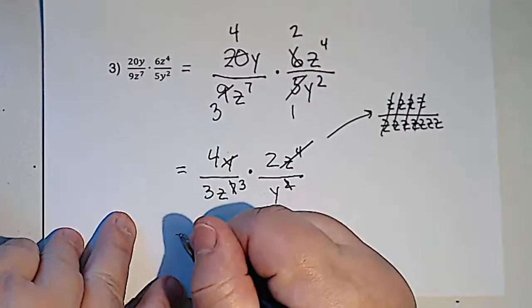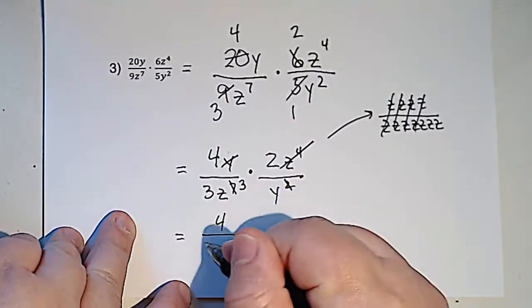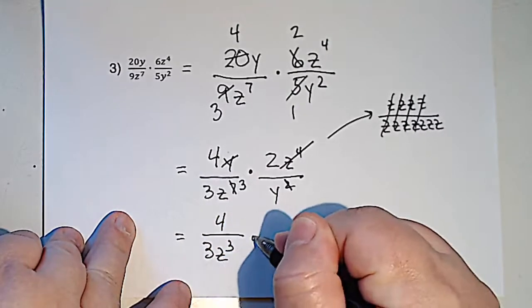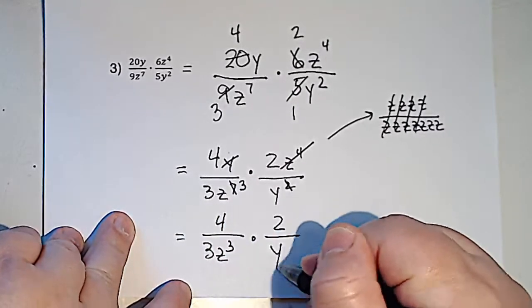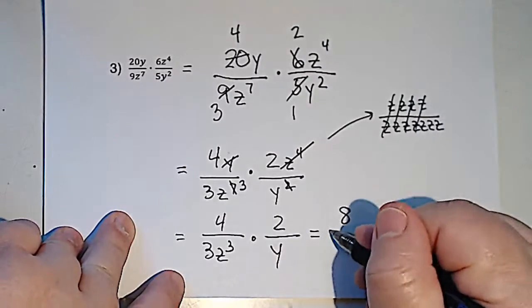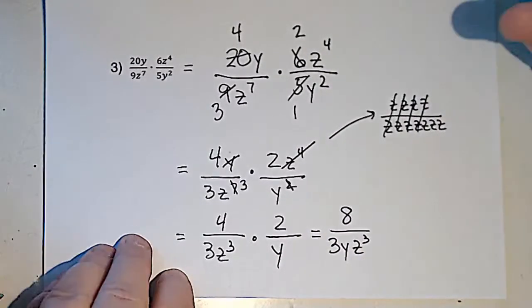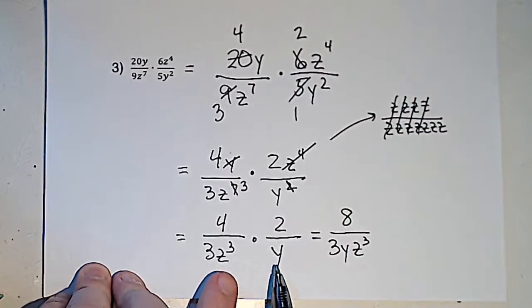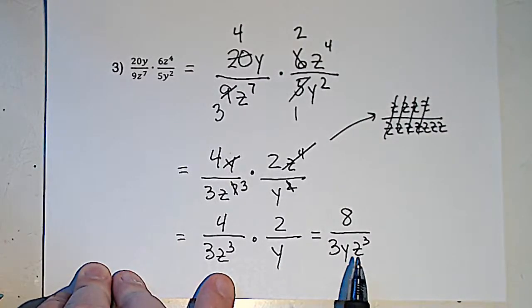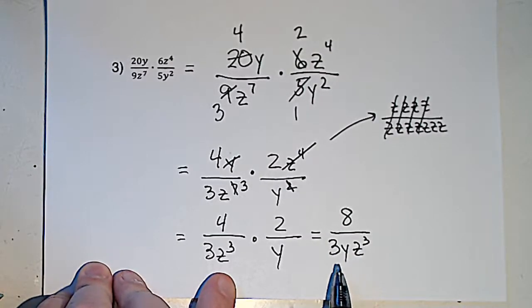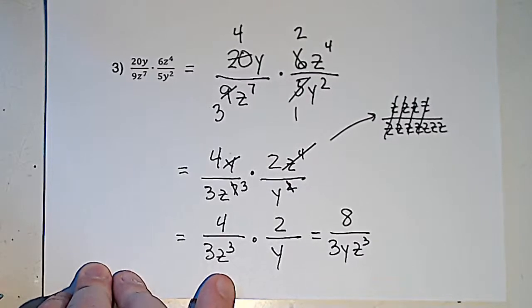And then let me see if I can read my own writing. 4 3z cubed times 2 over y. I get 8 over 3yz cubed. I also did something, I played fast and loose with order there. Alphabetical order is generally considered, what do you call it? Polite. So if you can get in alphabetical order, definitely do.